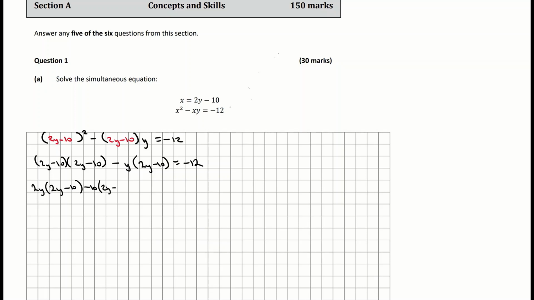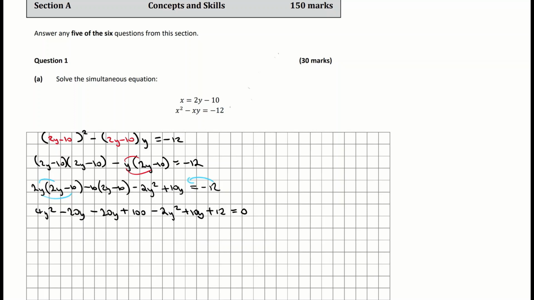second term by second bracket, then multiplying in the minus y into this bracket, and I get minus 2y squared, positive 10y equals minus 12. Multiplying in this first bracket now, I'm getting a 4y squared minus 20y. Multiplying the second bracket, I get minus 20y again. And minus 10 by minus 10 is positive 100. Minus 2y squared plus 10y. And now I'm just going to add 12 to both sides, or just move that 12 over to become a positive 12 equals to 0.